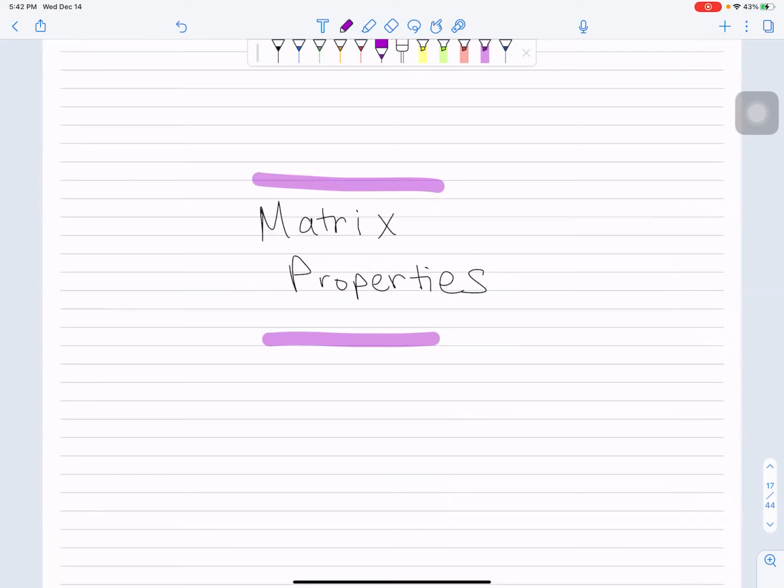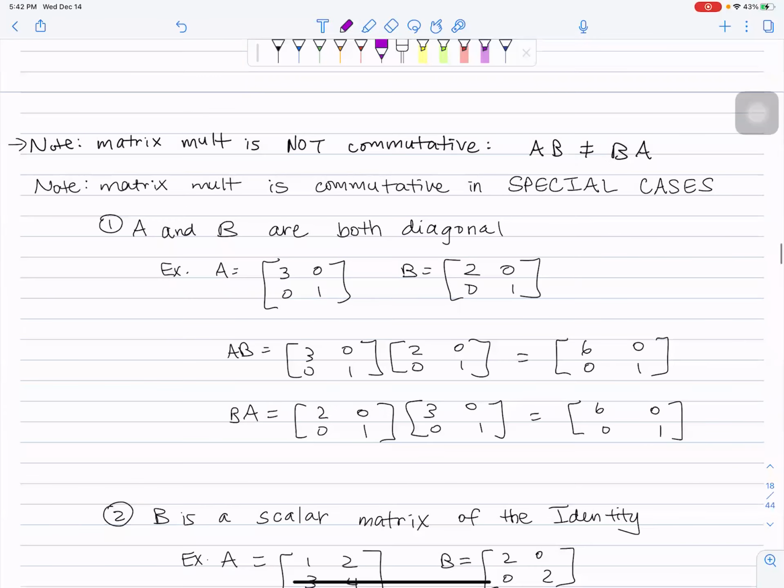Okay, so matrix properties. In general, matrix multiplication is not commutative, meaning multiplying a matrix A by a matrix B is not the same as doing B then A. So they are different. So order does matter. There are certain cases where matrix multiplication is commutative though. Those cases are where both your matrices are diagonal. So if A is diagonal, a diagonal matrix is where you have non-zeros on the diagonal, and B is a diagonal matrix as well, then you can do the matrix multiplication both ways and you get the same answer. So AB equals BA here.